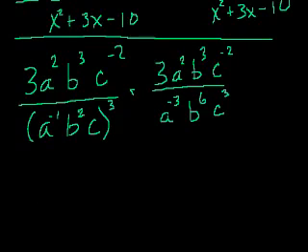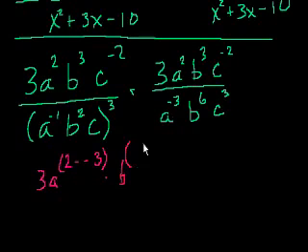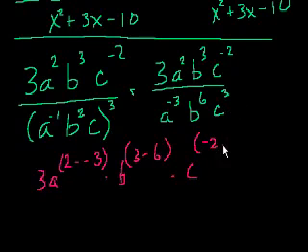Let me switch colors. This color is getting mundane. This is equal to 3 times a to the 2. We're dividing by a to the negative third. So it's 2 minus 3, right? Let me write that just so you understand. That's where I got the 2. That's where I got the minus 3. And I subtracted because I'm dividing. Times b to the 3 minus 6, times c to the minus 2 minus 3.